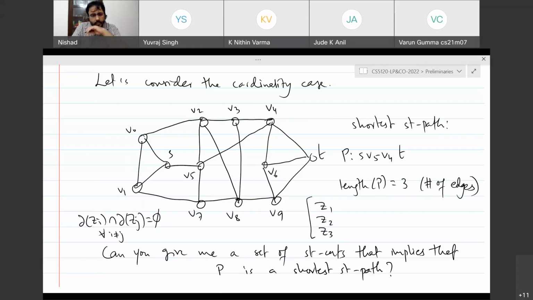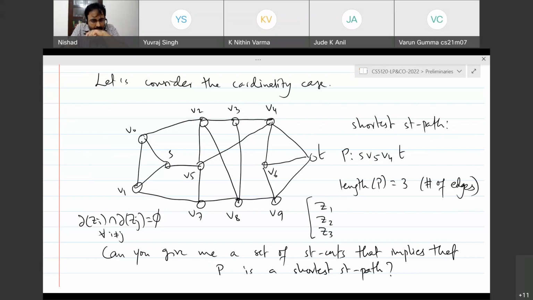So it implies that it cannot be less than 3. Right, exactly. Why is that? Because every ST cut should have at least one edge from each cut. Right, exactly. And the three are pairwise disjoint, so you have to take one from each of them, right? Great. Now can you try looking for three such ST cuts that are pairwise disjoint in this example?